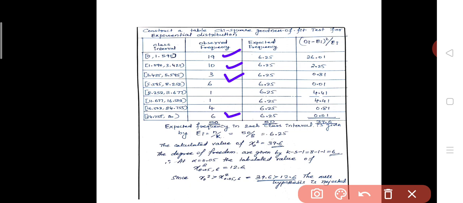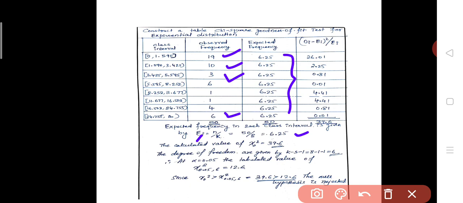Next is the expected frequency, given by ei equal to n divided by k. The value of n is 50 and the value of k is 8, because we have 8 intervals. So the expected frequency in each class interval is 6.25, because we have equal probability. Here, no grouping is done with adjacent expected frequency values.